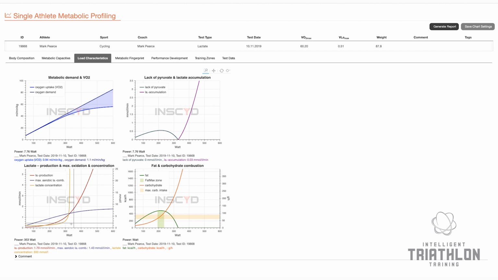The red one is the production line. That's how much lactate is being produced at each stage, or at each power output. And then the blue line is the maximum rate at which you can burn the lactate that's been produced.